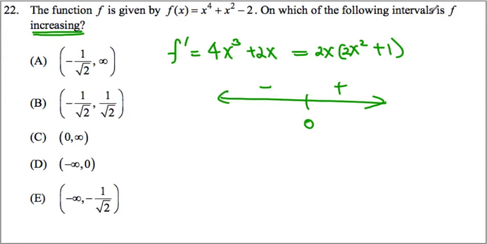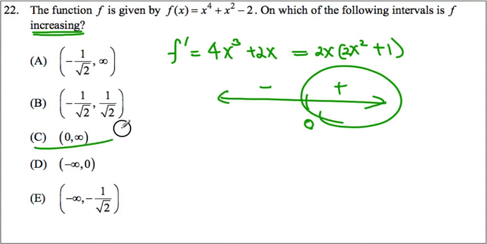The fact that f is increasing means we are looking at the portion where f prime is positive. Since this is a relatively simple polynomial function, it's going to be when x is greater than 0 that the function is increasing, which tells us choice C.